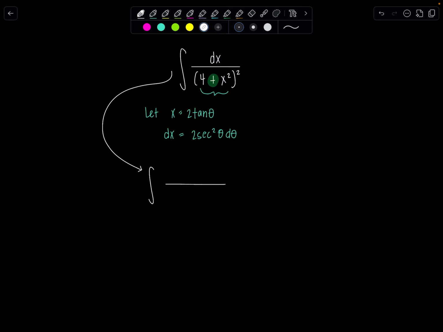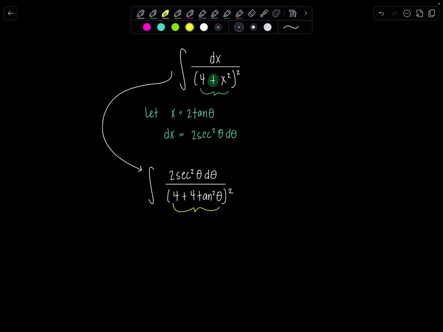So in the numerator, instead of dx, we're going to have 2 secant squared theta d theta. And then in the denominator, 4 plus x squared is going to be 4 tan squared theta, and then all of this is squared. So we have to clean up the denominator carefully.